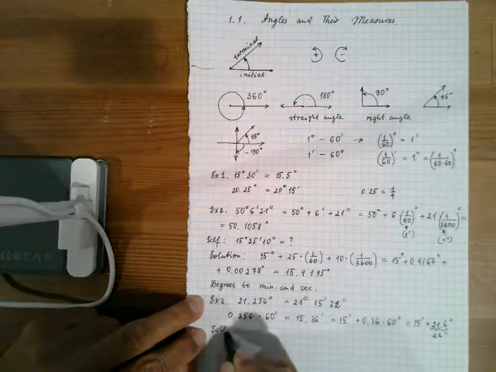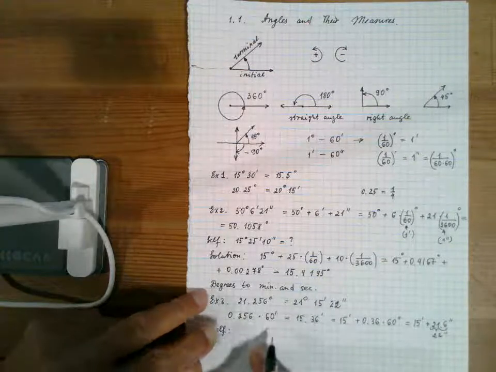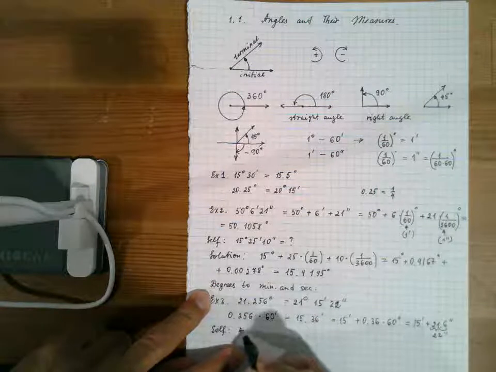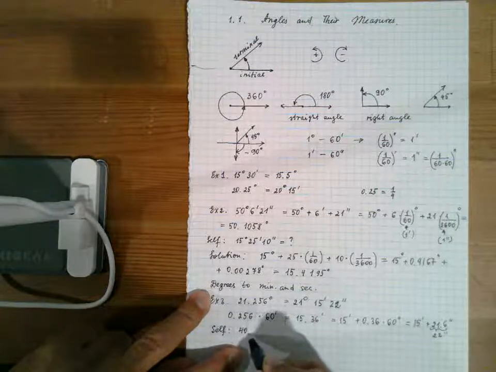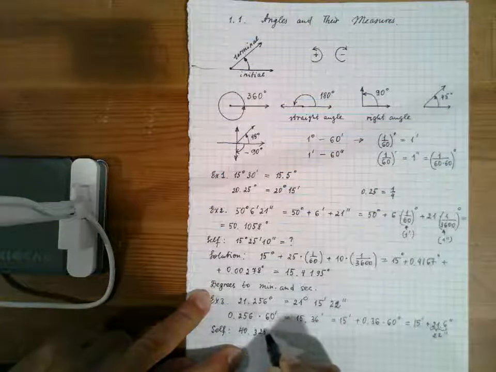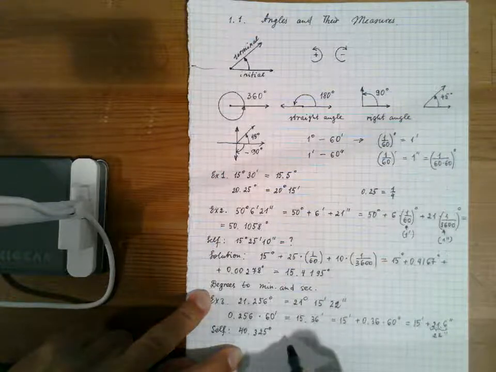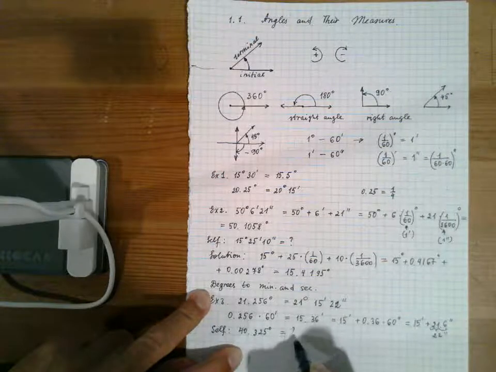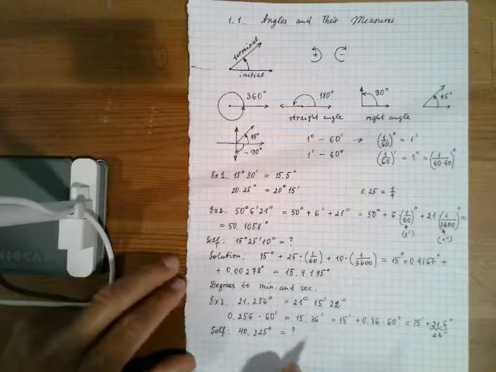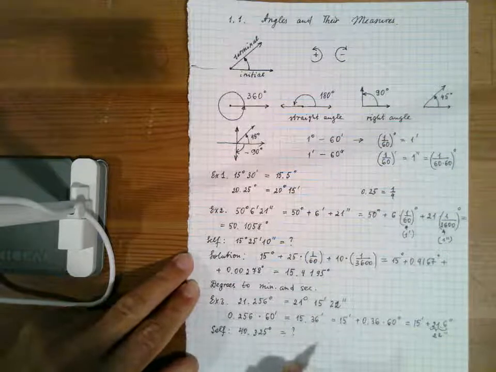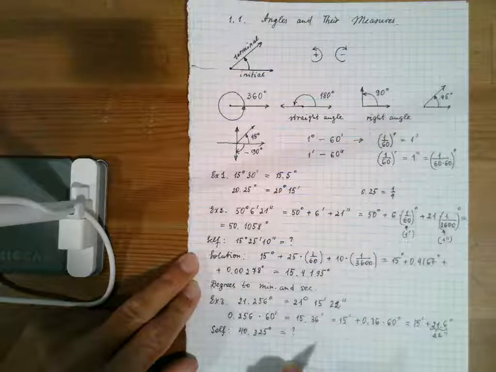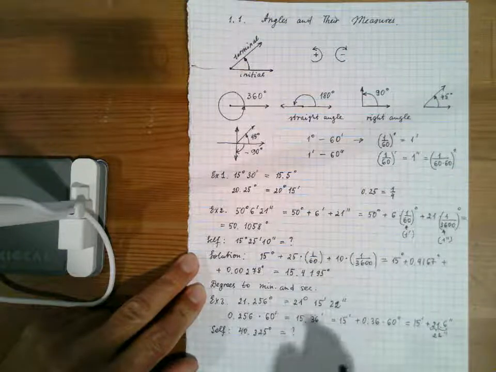So self problem, and I'm counting to 3 to give you a chance to solve it on your own. So 40.325 degrees. Convert it into degrees, minutes, and seconds. Okay? And I'm counting to 3 and providing solution. 1, 2, 3. So now solution.